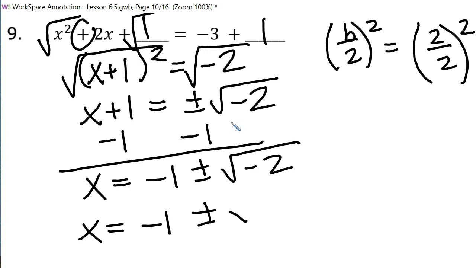And if it's negative, what should be the first factor? Negative 1. Okay, so this is negative 1 times 2. Mark out the negative 1. What's the square root of negative 1? i. So the answer is x equals negative 1 plus or minus i square root of 2.